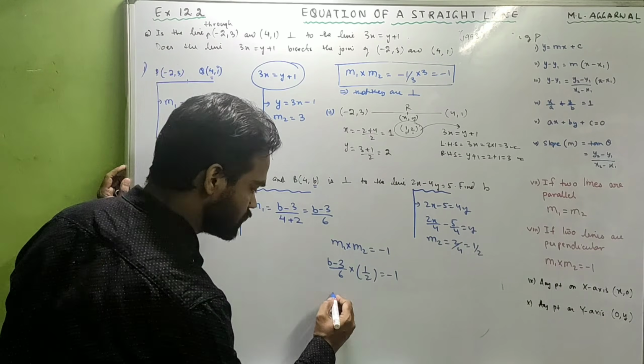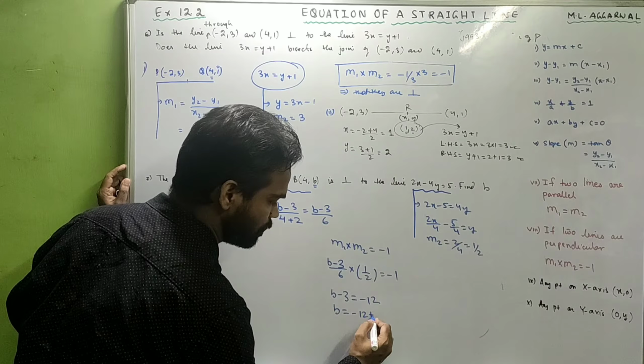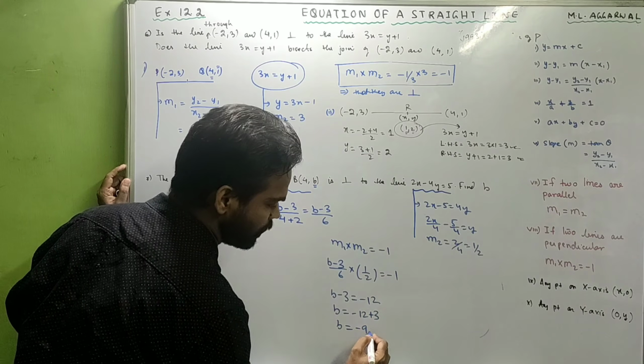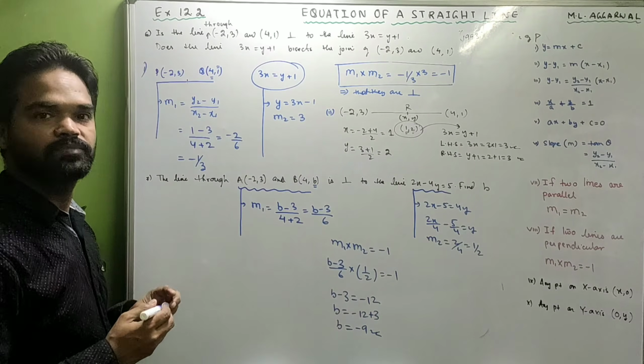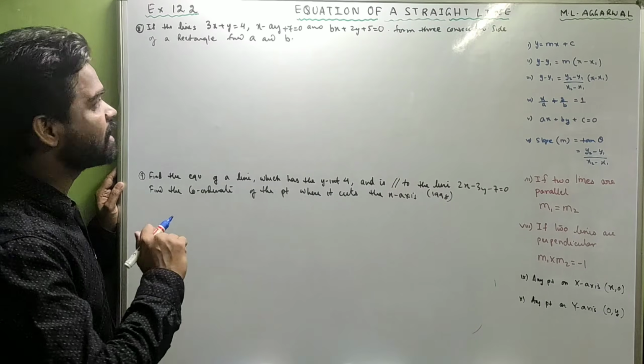6 2s are 12, so b minus 3 equals minus 12, which means b equals minus 12 plus 3, which means b equals minus 9. Solved. Now let us see the next sum. Now look at sum number 8.